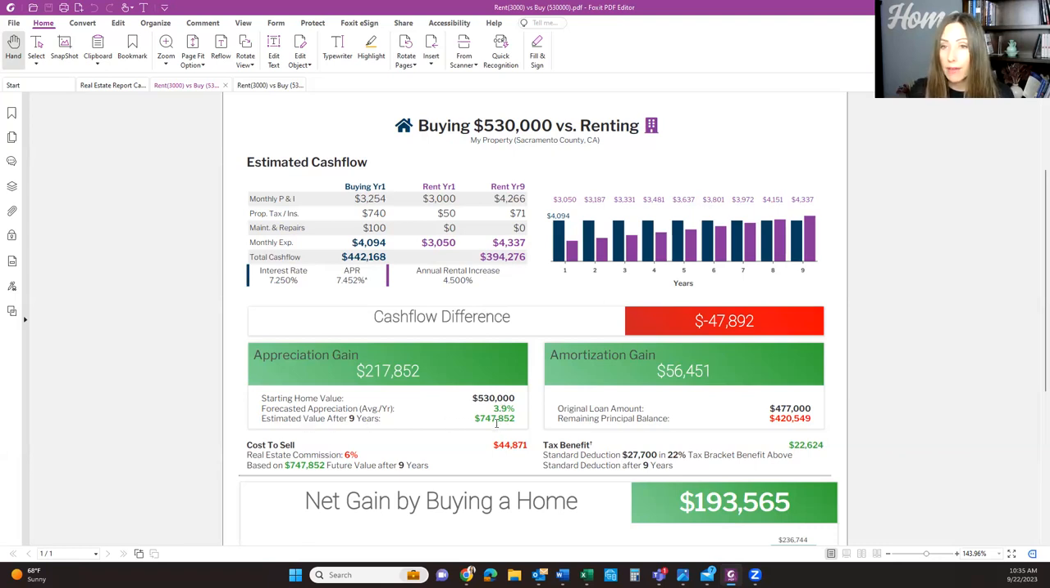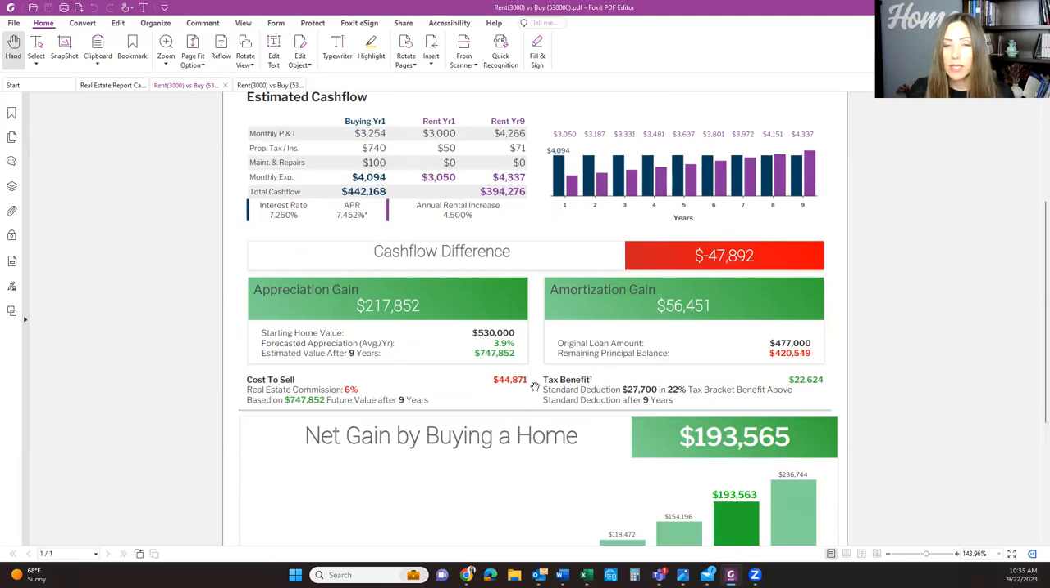You bought the home for $530,000. Now your home is worth $747,852. So now that is your form of appreciation. That's an additional $217,000 that you wouldn't have gained had you been renting, because you have no stake, no equity when you're renting a home.